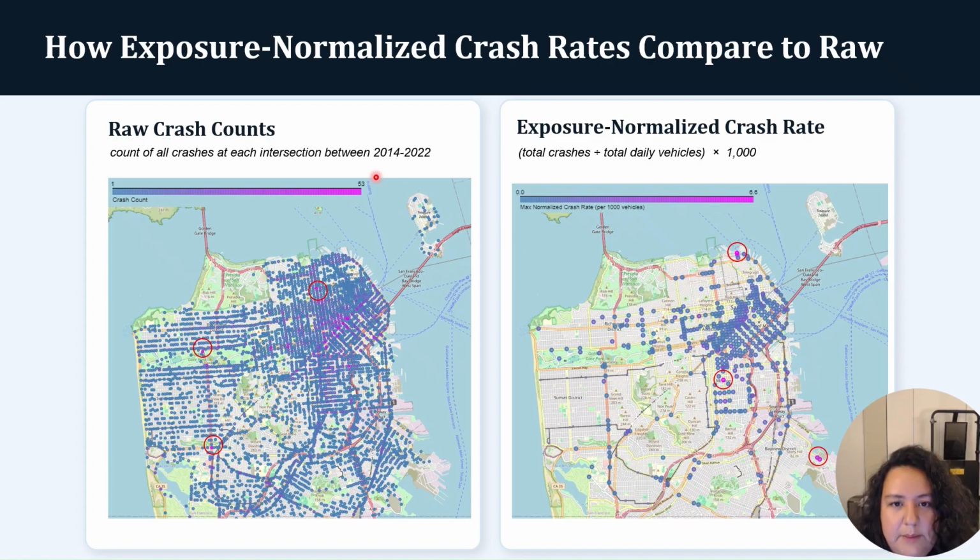This slide puts both maps side by side to make the geographic comparison concrete. The left map is showing the raw crash counts densely concentrated in downtown and along major corridors. The right map is showing the exposure normalized crash rate, which is much sparser due to the data availability issues I was discussing earlier. But you can clearly see that there are some very different intersections that emerge as being dangerous given the amount of vehicles that pass through those intersections.